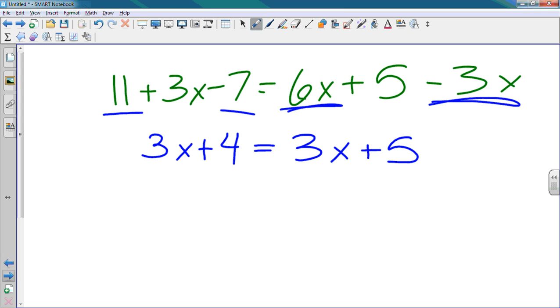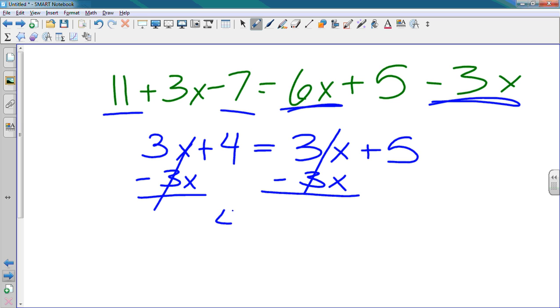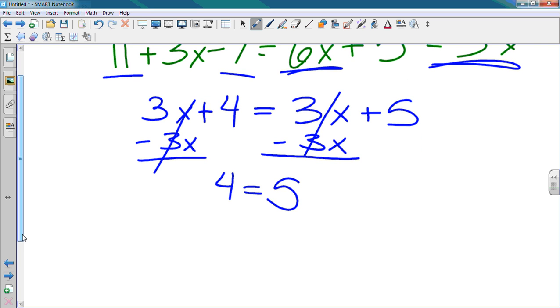So next I'm going to combine and then isolate. Combining my variables, I'm going to subtract 3x from both sides. What happens? 4 equals 5. Is that true? No. So what's the problem here with this equation?